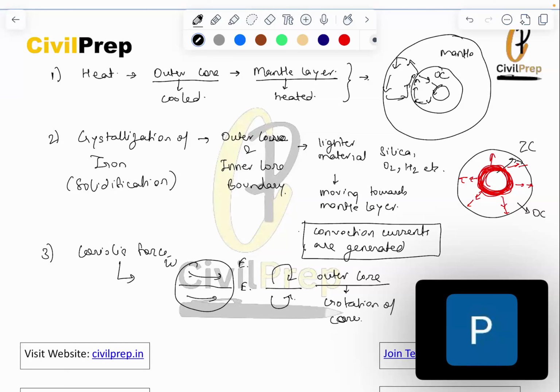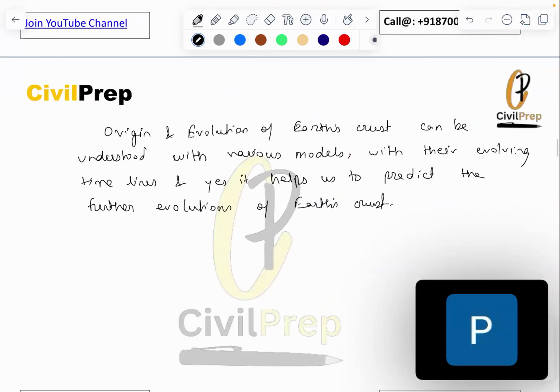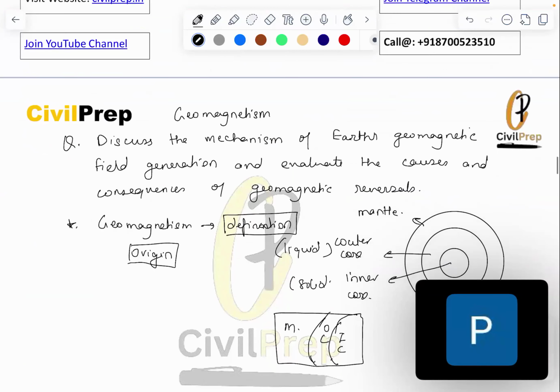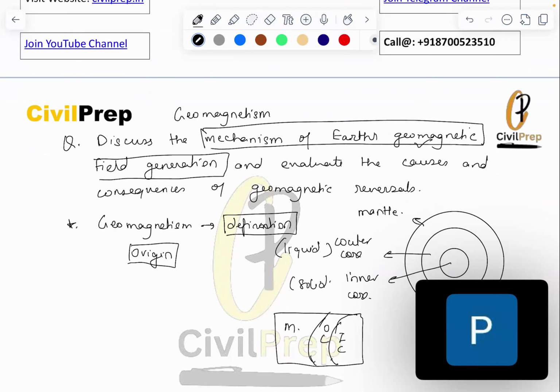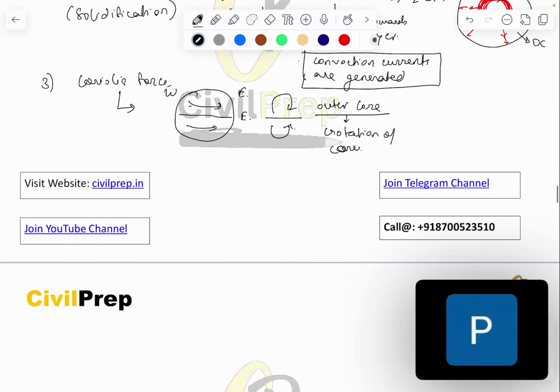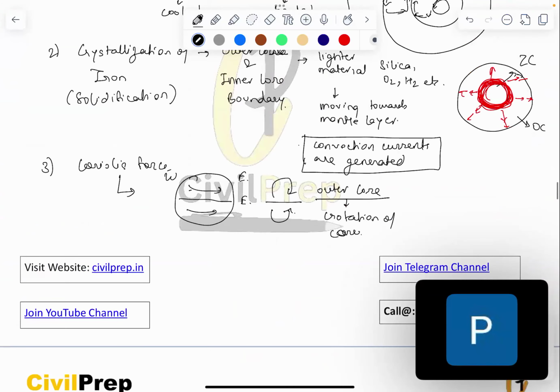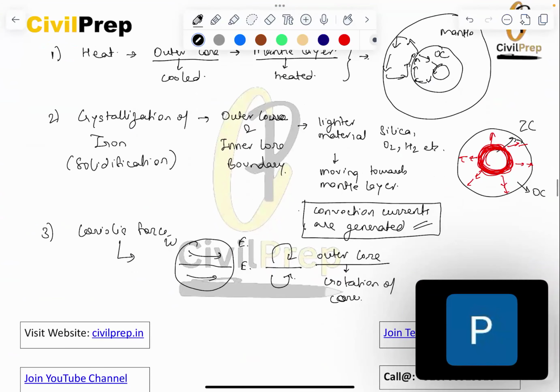So because of these three factors, what the demand of the question is, we are trying to understand the mechanism of Earth's geomagnetic field generation, how the geomagnetic field is generated. Now we are able to specify that number one, the formation of the convection currents and the rotation of the core is taking place.